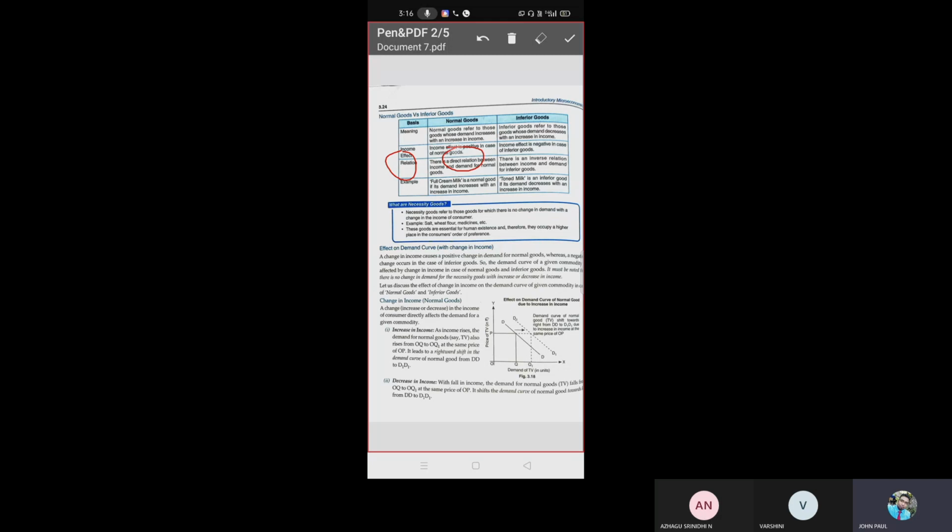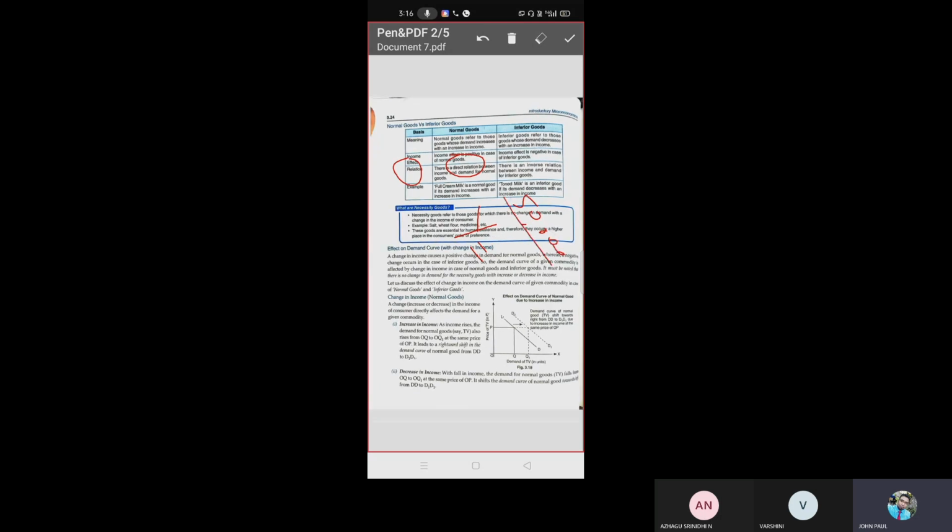So what is a direct relationship? When Varshini is getting a 50,000 salary, what will she do? She will normally spend more on normal goods. Normal in the sense of what we use normally. When Varshini's income falls to 20,000, instead of buying normal goods, she will spend more on inferior goods. So it is an inverse relationship.